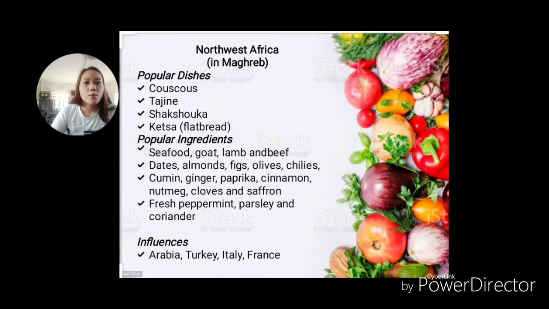Northwest Africa. Popular dishes: couscous, tajine, shakshuka, ketsa or flatbread. Popular ingredients: seafood, goat, lamb, and fish, dates, almond, figs, olives, chilies, cumin, ginger, paprika, cinnamon, nutmeg, and cloves, and saffron. Fresh peppermint, parsley, and coriander. Influences: Arabia, Turkey, Italy, France.